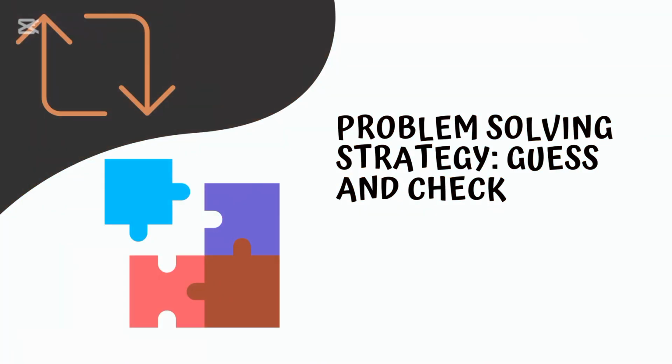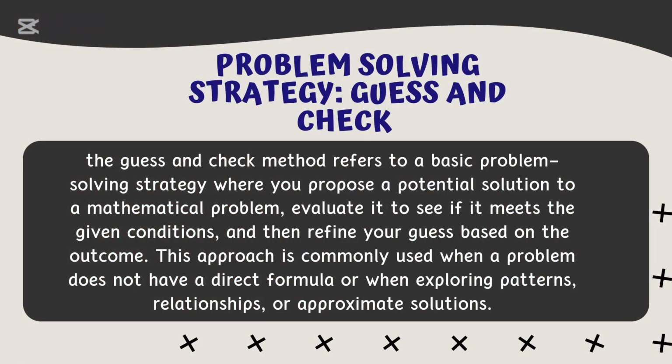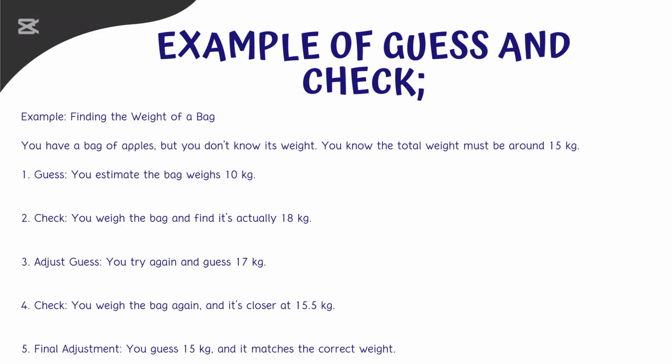The guess and check method refers to a basic problem-solving strategy where you propose a potential solution to a mathematical problem, evaluate it to see if it fits the given conditions, and then refine your guess based on the outcome. This approach is commonly used when a problem does not have a direct formula or when exploring patterns, relationships, or approximate solutions. Example, finding the weight of a bag.